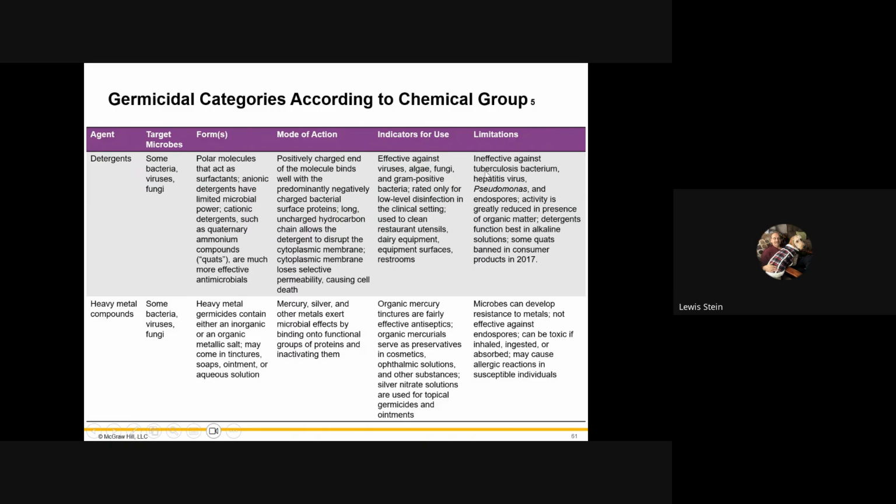Okay. So, ineffective against all of those things. Activity is greatly reduced in organic matter. So, I mean, you're washing your hands, it helps a little bit. But again, the polarity of it helps to remove the organic matter. Maybe you should wash twice. It functions best in alkaline solutions. Again, there are limitations with some of the problems.